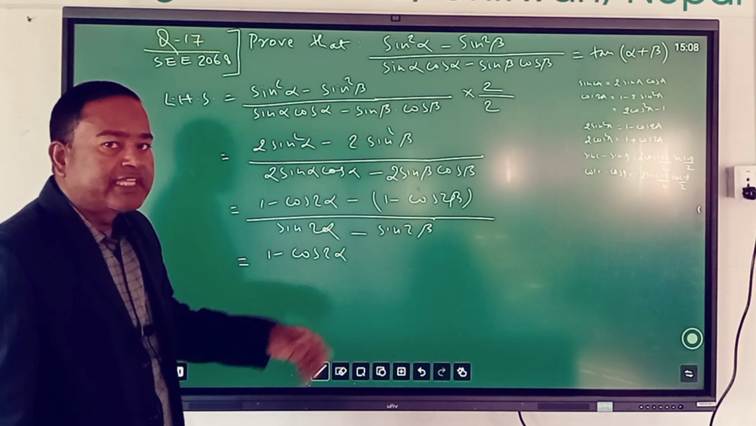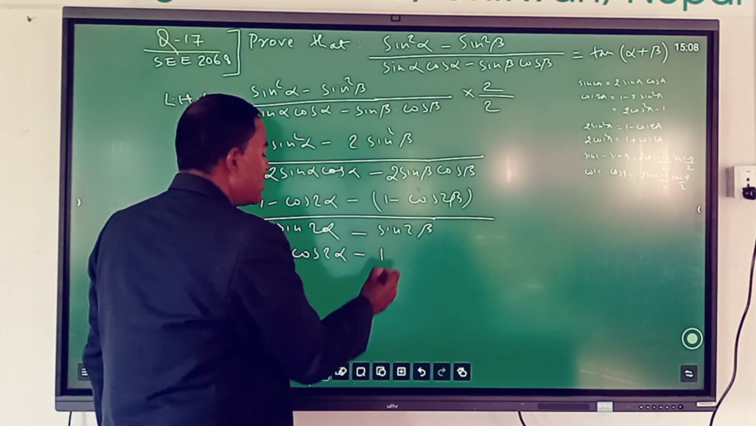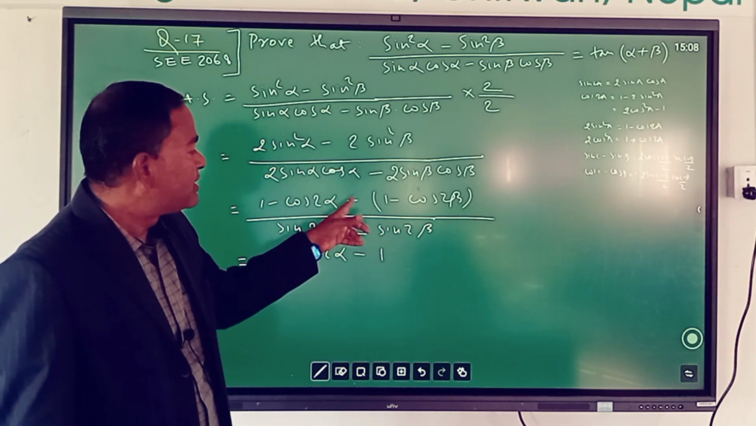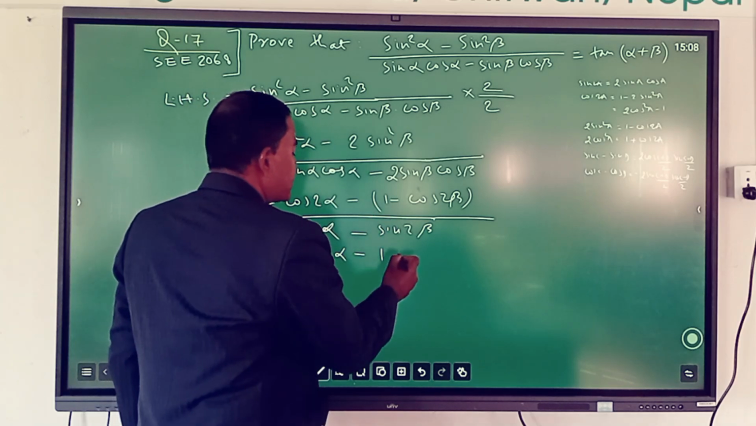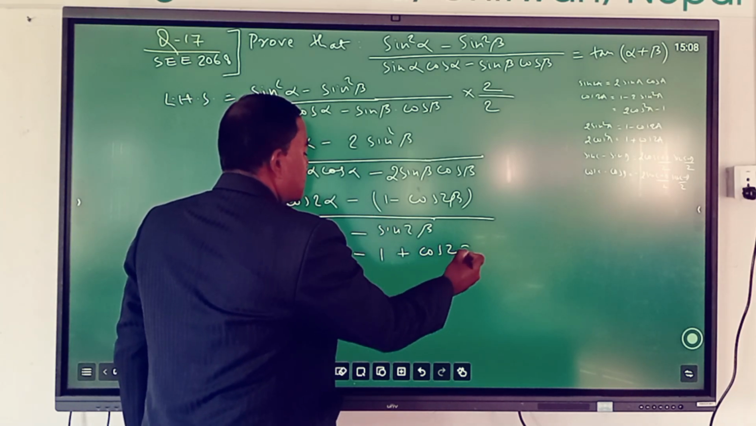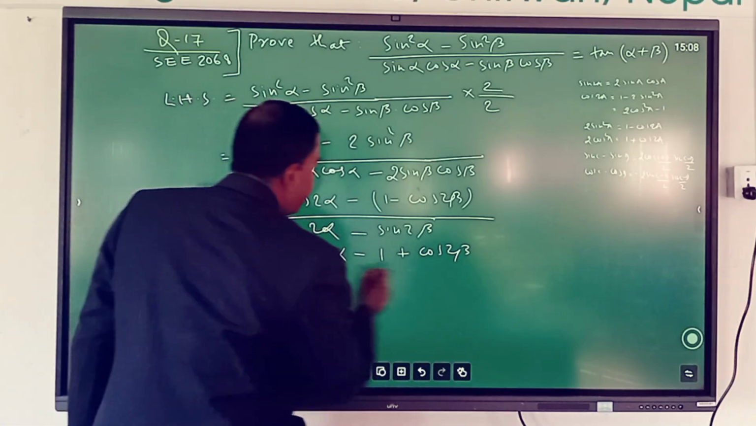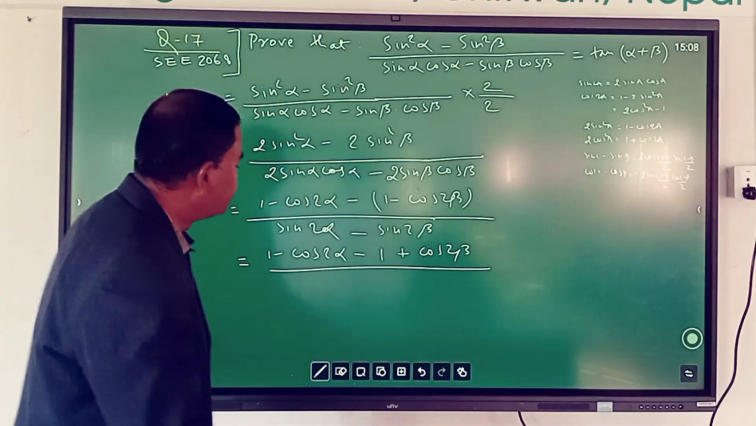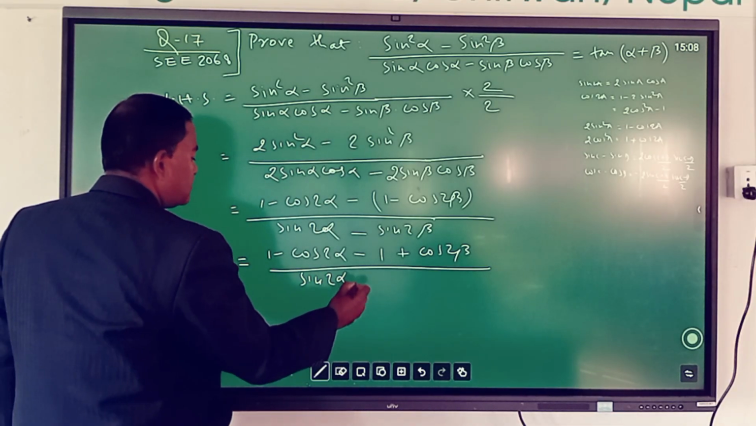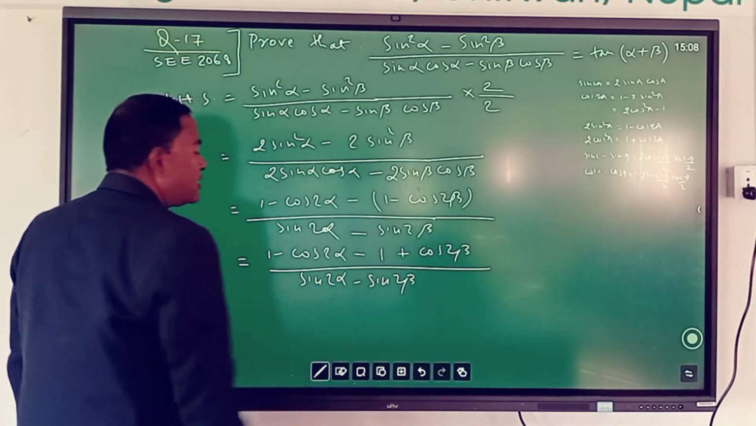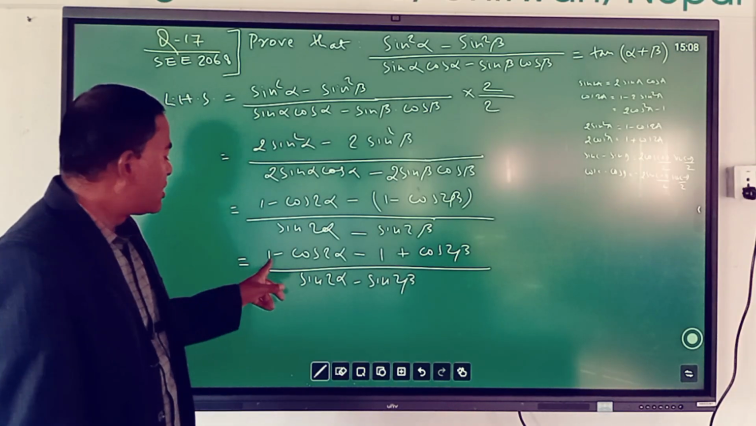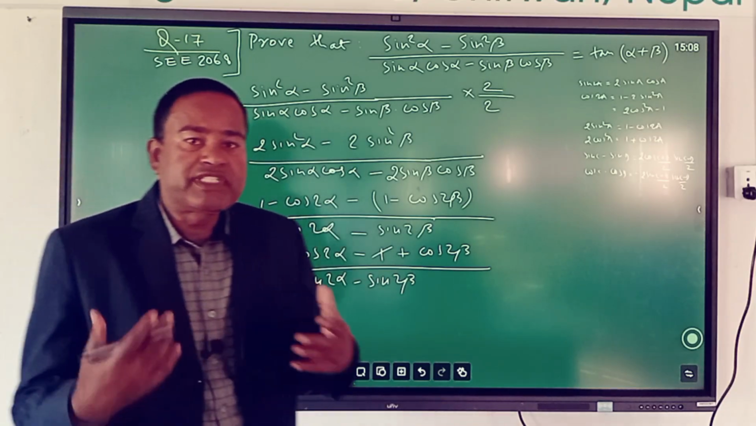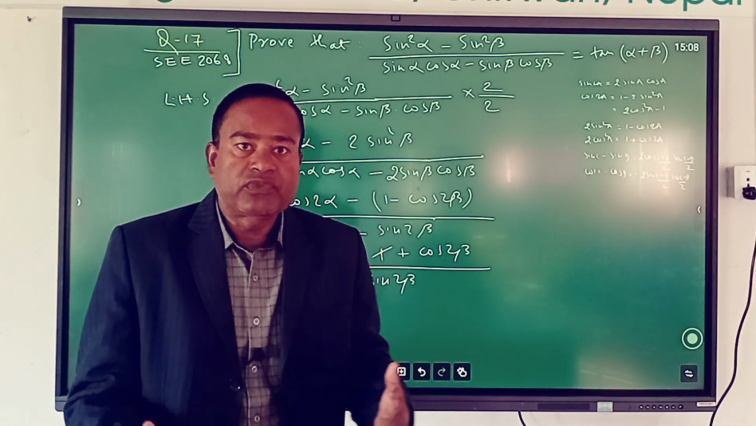1 minus cos 2 alpha, keeping as it is, minus 1. So let's multiply the terms inside the bracket with minus sign, then minus plus minus, and minus minus we get plus cos 2 beta divided by, now let's skip one step, sin 2 alpha minus sin 2 beta as it is. So dear students, now plus 1 and minus 1 we can cancel with each other because they are equal and opposite in sign. So plus 1 and minus 1 will be equal to 0.